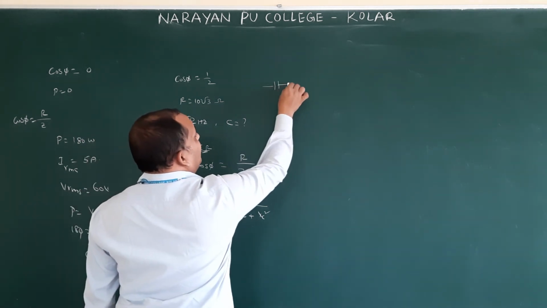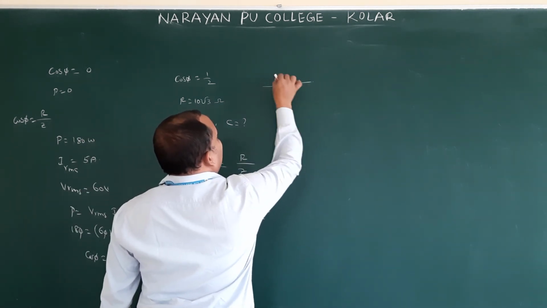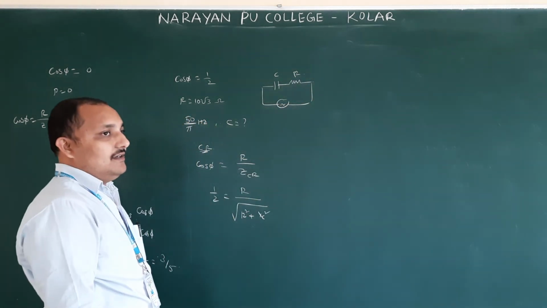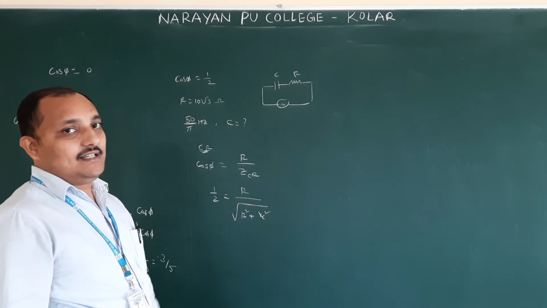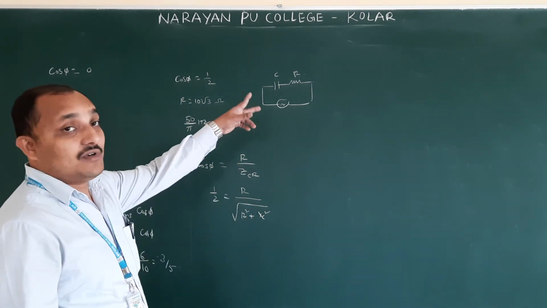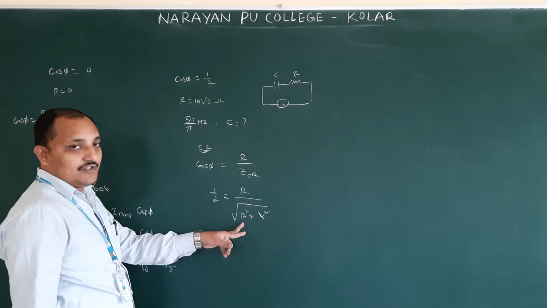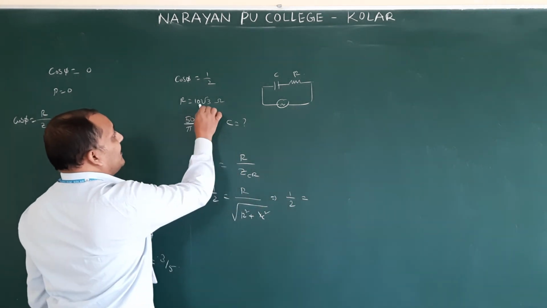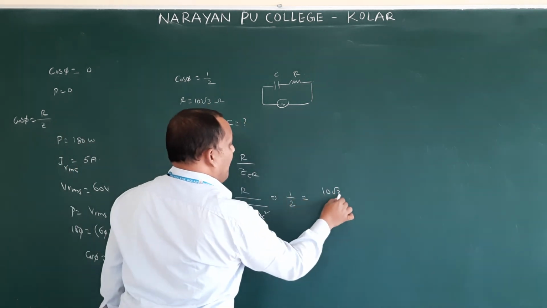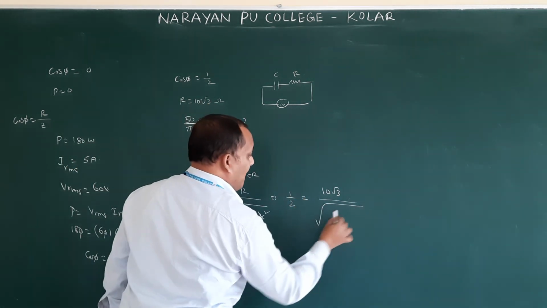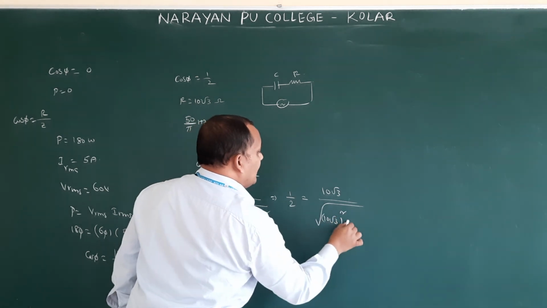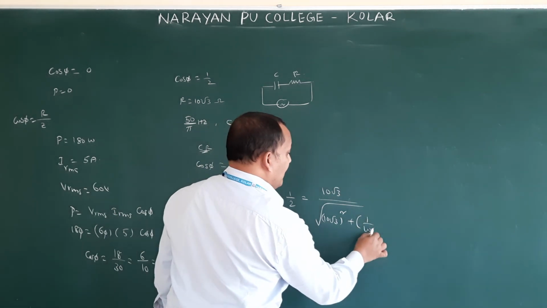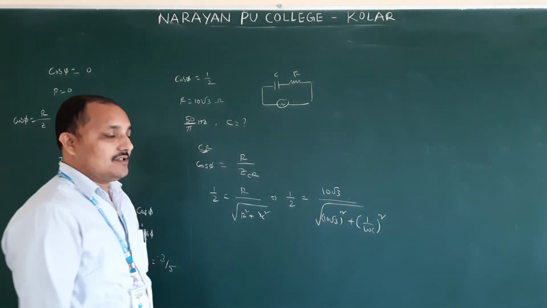We derived this one; it is not in the PU syllabus, I told you. Did you remember? CR circuit, LR circuit, and later we discussed LCR. LCR is there for you, but these two are not, though we discussed them, so we should take that one. So 1 by 2 is equal to R value, how much they gave? 10 root 3 by root of R square, 10 root 3 whole square plus XC square, where XC is 1 by omega C, whole square.